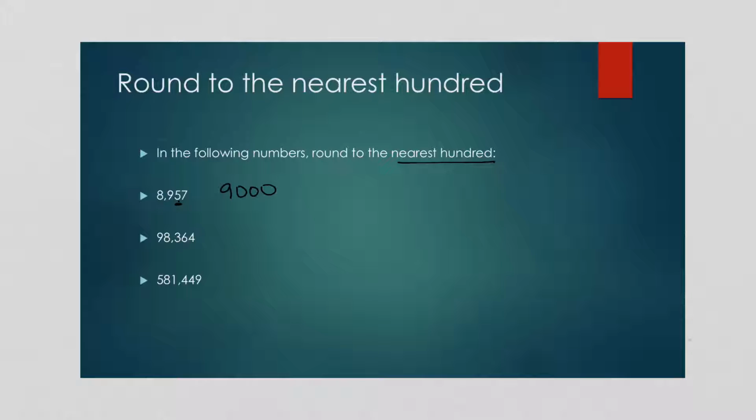Now look at 98,364. Look at your 10 spot. Notice how it's 5 or greater. So I'm going to round the 3 up. So 98,400. And take a look at the 10 spot here. So because it's 4 or less, I just drop these, they go away, they become zeros, and I don't change that 4 at all. So this becomes 581,400.